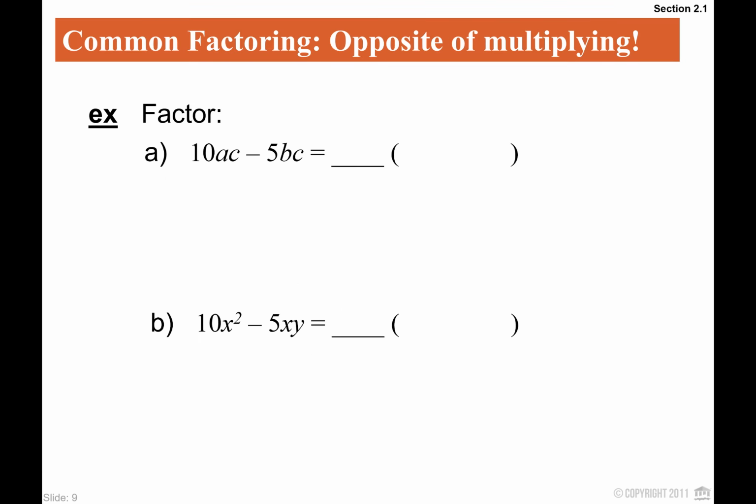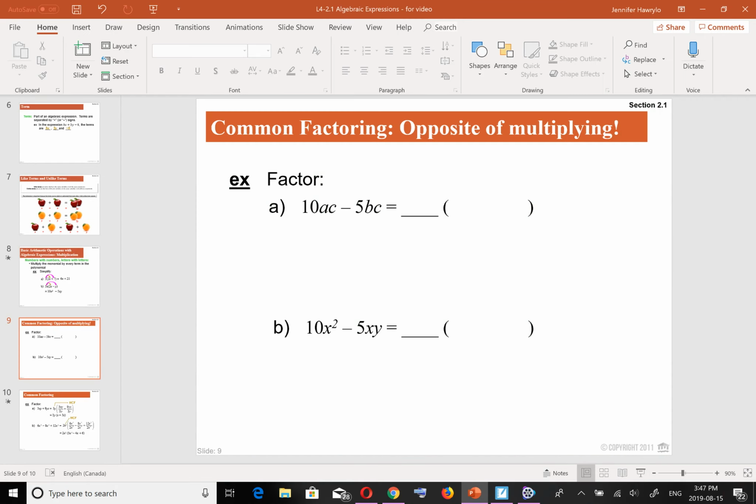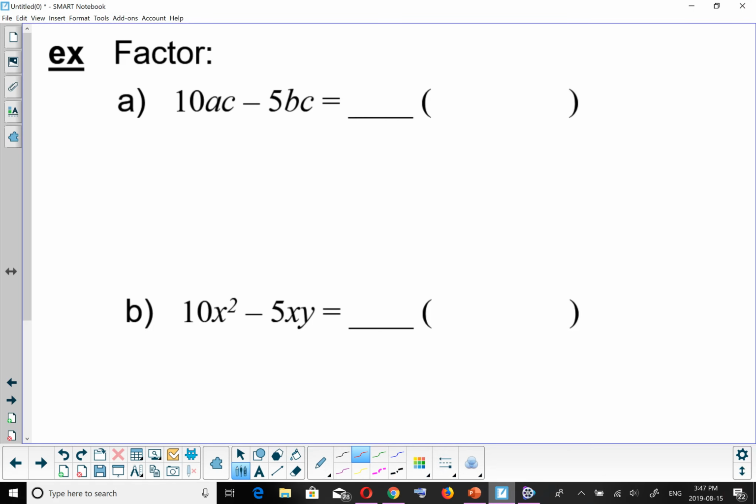So let's look at a couple simple examples. Take a moment to write these down so that you can try them along with me. I'm just going to switch over so that it's an easier format for me to write. Okay, so for our first example, I want to write this as two things multiplying together. I have 10AC minus 5BC. I want to write something in front, a single monomial or a single term in front.